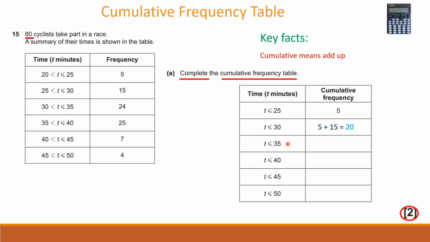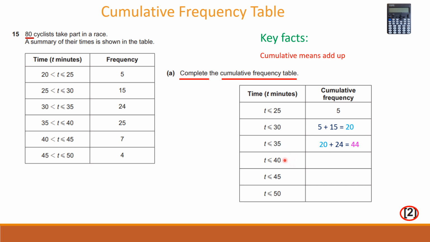Now I need to work out how many are less than 35. So between 30 and 35 is 24. I've also got 25 to 30, which is also less than 35, and 20 to 25 is also less than 35. So all these 3 values added up is the answer you're looking for. Now we've already added together these last 2 values. So the 5 plus the 15 was 20. So I'm just going to take the 20 I've just worked out and then add on the new one. So it's just going to be 20 plus 24, which takes me to 44. So there are 44 people in total less than 35.